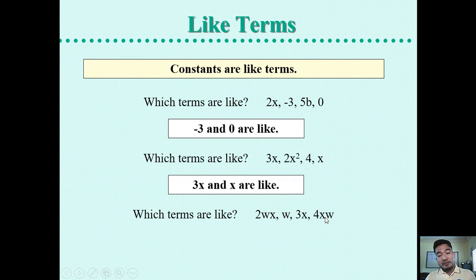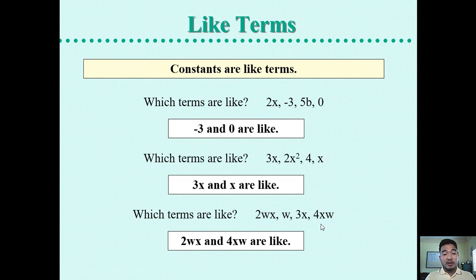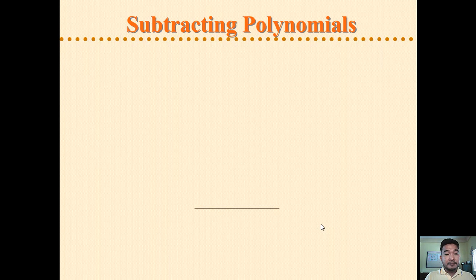Multiplication is commutative, meaning kahit mabago yung order ng mga variables doon sa isang term, walang kaso yon because the product will still be the same. 2wx is equal to 4xw in terms of variables. So that means 2wx and 4xw are like terms. They are still like terms even though the arrangement of the variables are not the same.